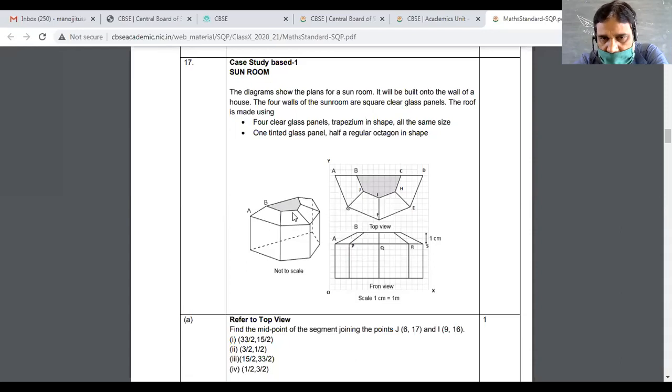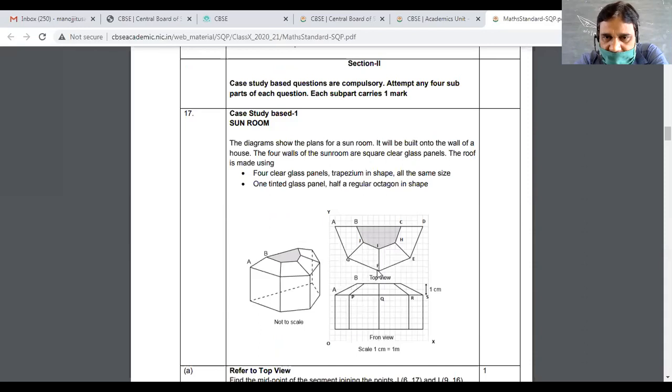And one pentagon is there, this one. Here it is given, this is the top view, this is the front view. Got it? Now you just guess which topic this is related to. Can you say? This is related to which topic?